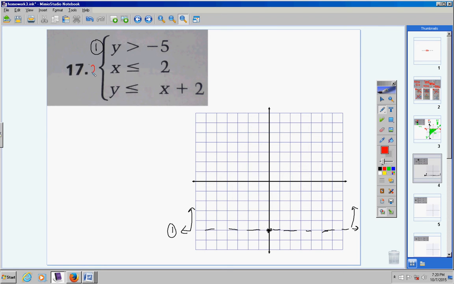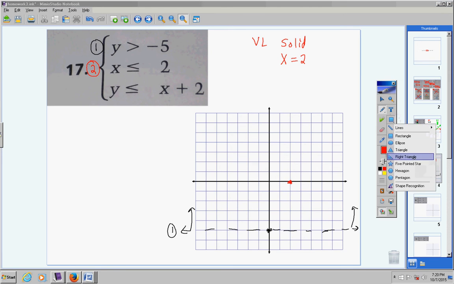We'll call this inequality number 2. X is less than or equal to 2. Now that's a single variable inequality with no y, just an x. So we know we're going to have a vertical line. We know it's going to be a solid line because I have an equal sign right here. I'm going to rewrite it with an equal sign. X equals 2. So we have a vertical line that crosses the x-axis at 2.